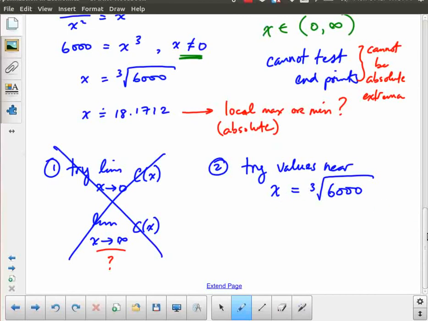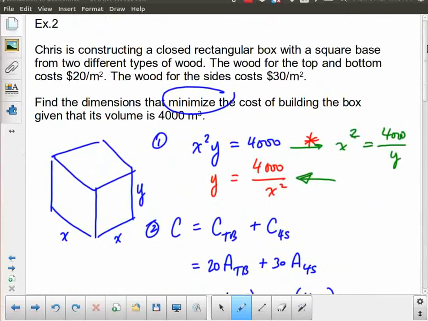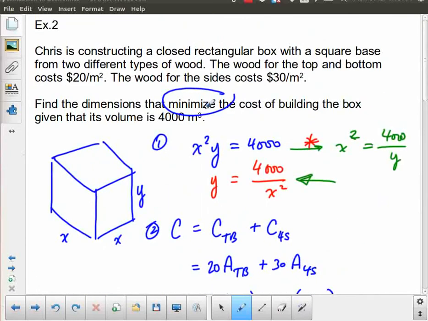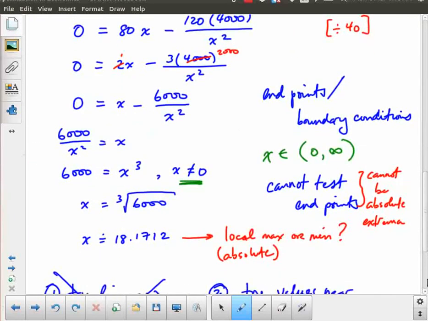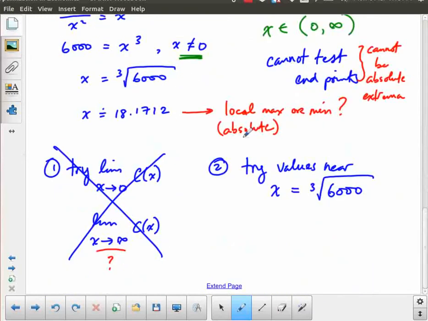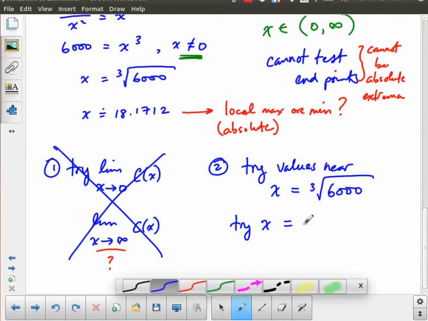Now, we are, of course, looking for the dimensions that minimize the cost of building the box. So it stands to reason that everything except for a particular value is going to make this box more expensive. So it turns out that this is the absolute minimum. This is our answer. And so what we could do instead is try x is equal to the cube root of 6,000 plus 1. We could try that. But I think I might prefer, since I went ahead and figured out by calculation what this was equal to, well, why don't we just try 18?